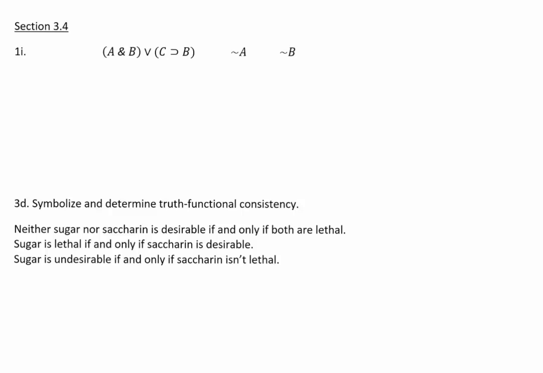In section 3.4, problem 1 calls for us to check for truth functional consistency with the set of sentences. What this means is the set of sentences is consistent if they can all be true at the same time. And so it wants us to construct a full truth table. So we have three variables, A, B, and C. And so this is going to give us a series of truth values: 8 rows worth.